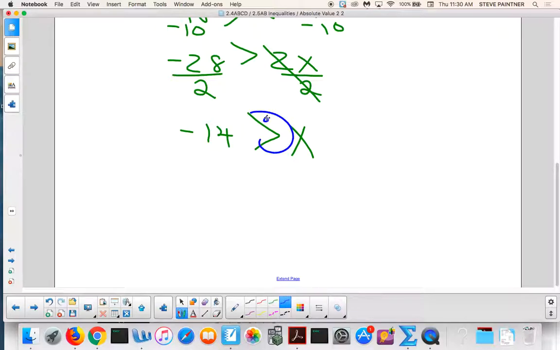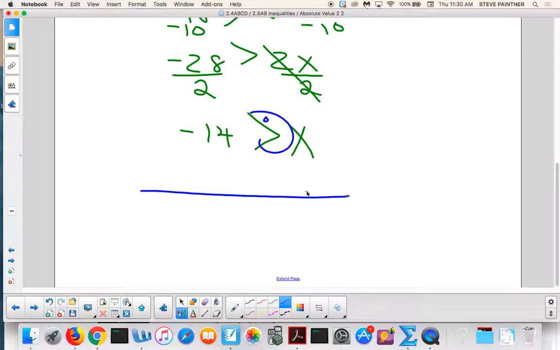Now, please be careful. When reading, look where the x is. It's on the right side. This is a little weird. When reading it, say, my answers for x are, x is less than. It's pointing at the x. This is the bigger side. This is the smaller. My answers are smaller than negative 14.